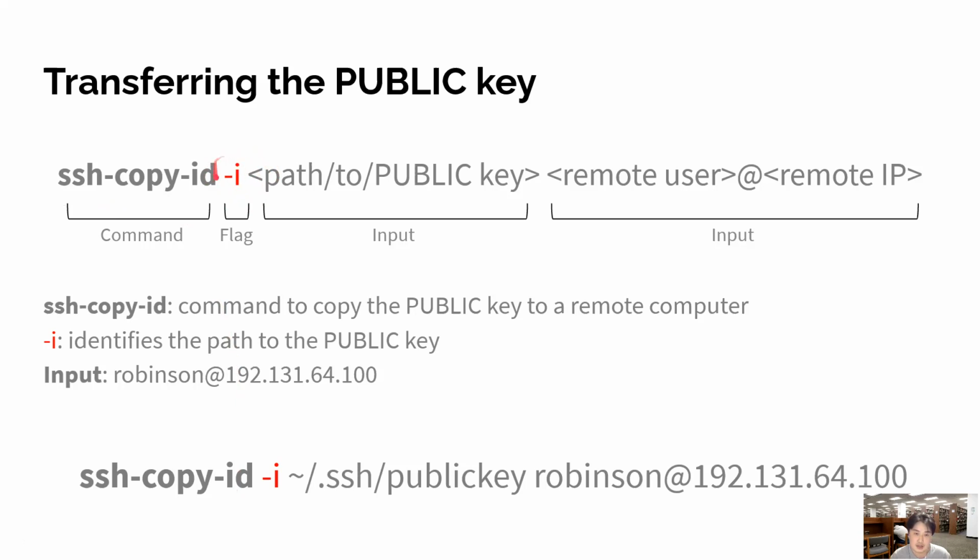What this -i flag does is identify the path to the key that you're using. So let's say we had more than one key. That's where the -i would be used, because if you have more than one key, you have to specify which key you're sending to the other device. And our second input is just the user at the IP that you want to send it to. So this would be the remote user on our server, and this would be the remote IP of the server. With that, let's try it out.